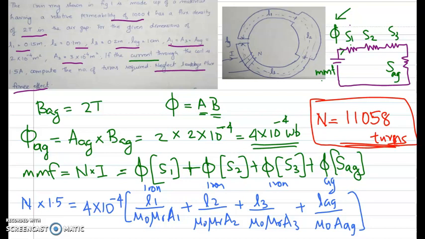So you can substitute the values of length L1 and the area of cross section respective to the corresponding sections in this particular series magnetic circuit.